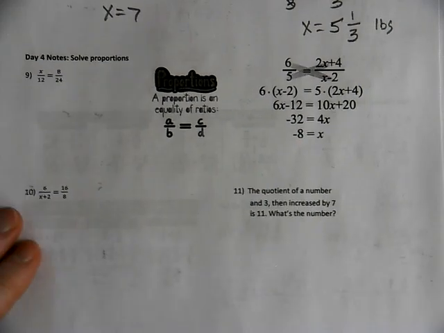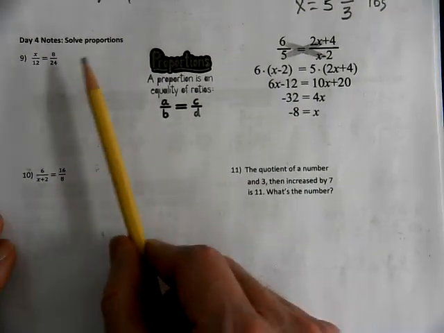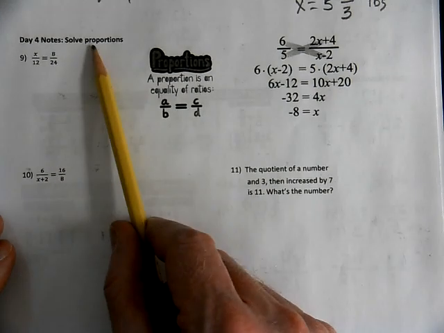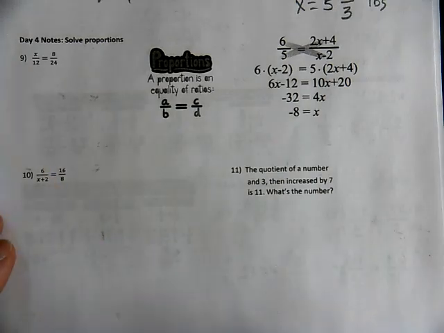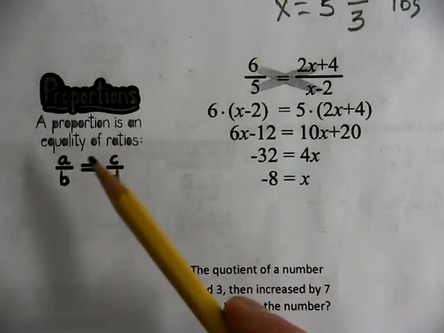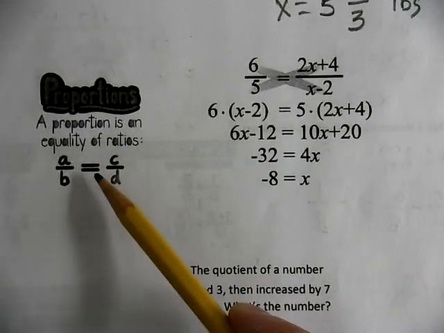This is geometry. This is our fourth day. But today we're going to work more on some algebra. We're solving proportions. Okay, first of all, a proportion is when you have two ratios that equal each other.